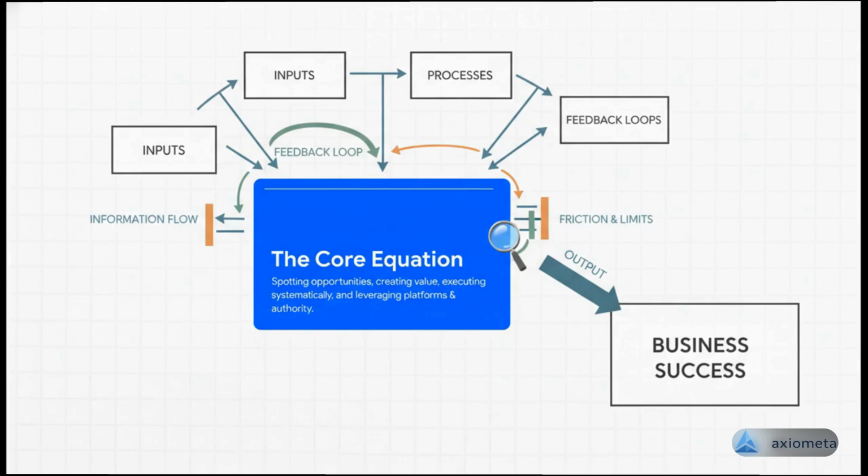The entire system is defined by a core equation. Now, it's important to understand this isn't a formula that guarantees an outcome. Instead, think of it as a structural map of the necessary inputs and processes. Each term you see here represents a critical function. If one is missing, the system can't operate successfully. The output, business success, is the direct result of these interconnected functions working together.